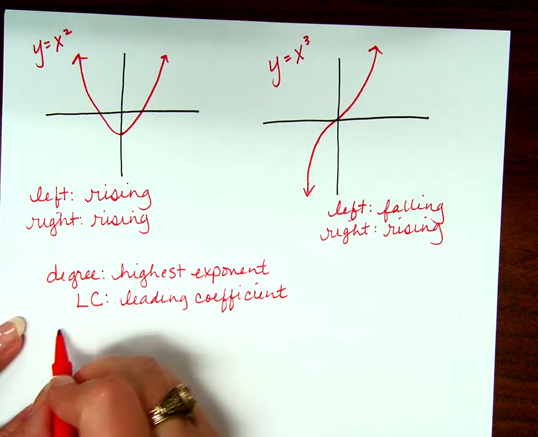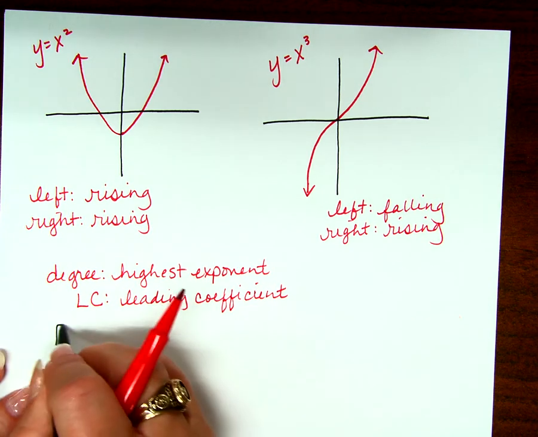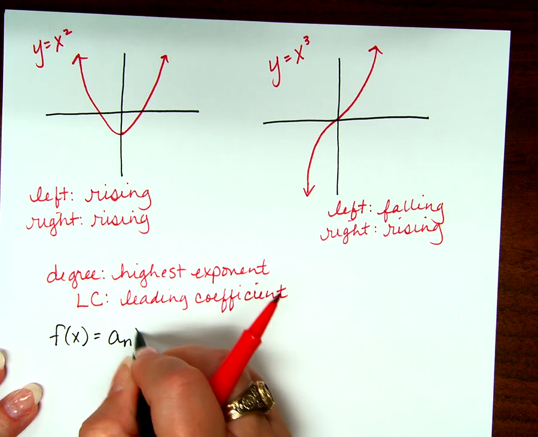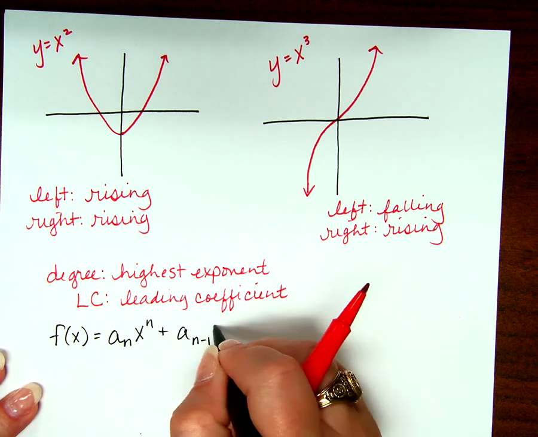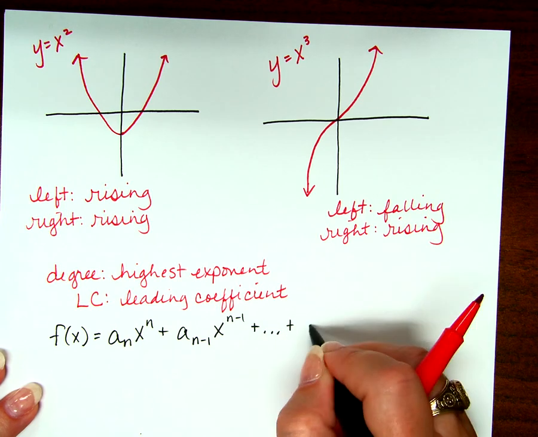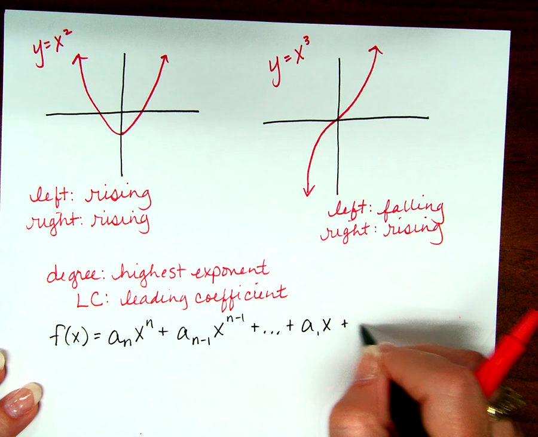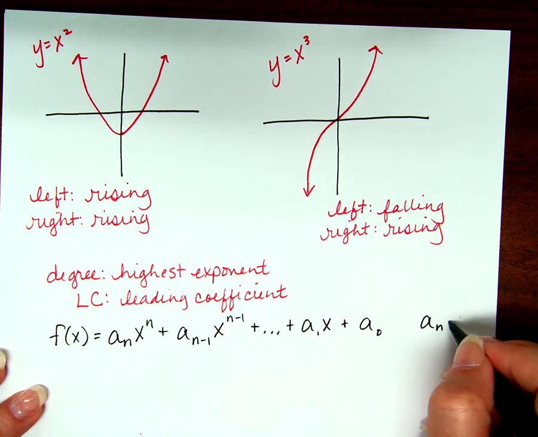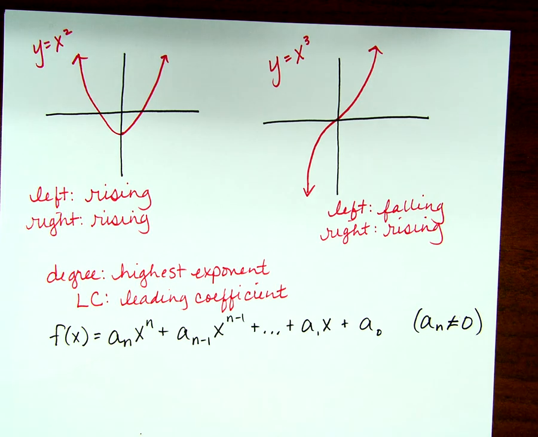So just as a reminder, because it was on the other page, but it's not on this one, I'm just going to write it down for you again. a sub n x to the n plus a sub n minus 1 x to the n minus 1 plus dot dot dot plus a sub 1 x plus a sub 0. I'm telling you right now, a sub n does not equal 0. This first term does not equal 0. Okay?